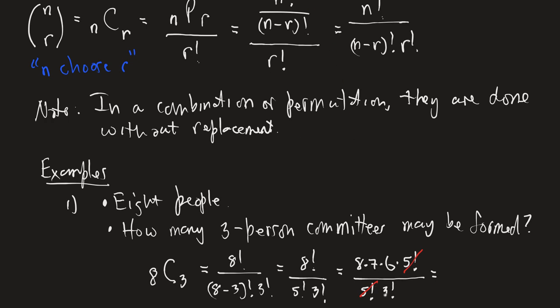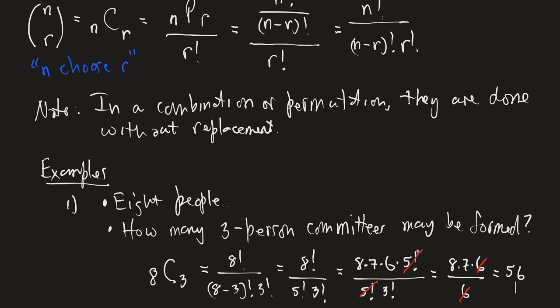Furthermore, it just worked out in this case that the 3 factorial is exactly 6, right? So in the numerator, I have 8 times 7 times 6. In the denominator, 3 times 2 times 1, that's also 6. So I can further reduce this. So what am I left with? All I'm left with is 8 times 7, and that's equal to 56.